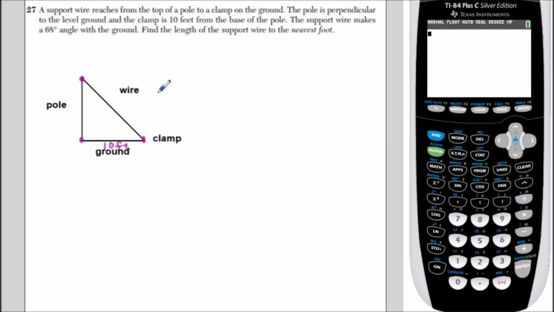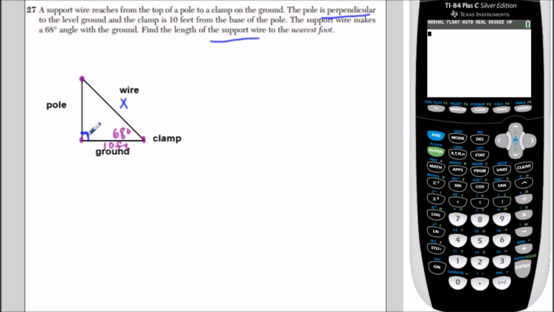And we know that the support wire makes a 68-degree angle with the ground. So the wire and the ground have a 68-degree angle between them. And we want to know what is the length of the support wire to the nearest foot. So we'll call this X. And we're assuming this vocabulary here, the pole is perpendicular to the ground, just says that it was built well, and we have a right angle here.